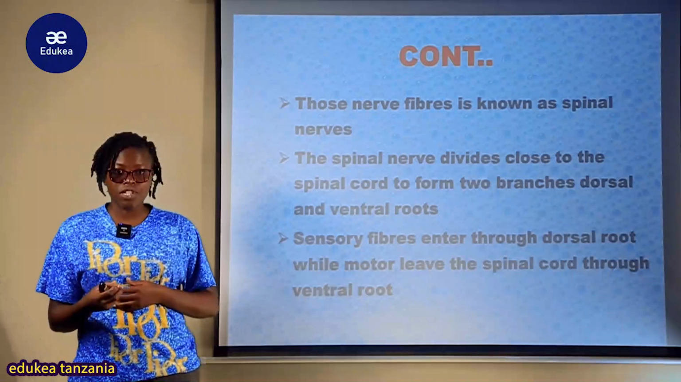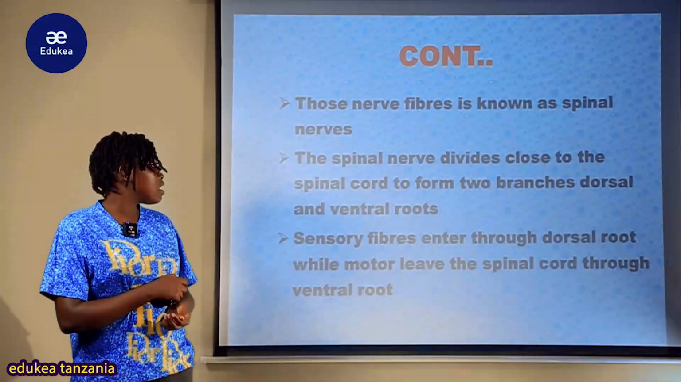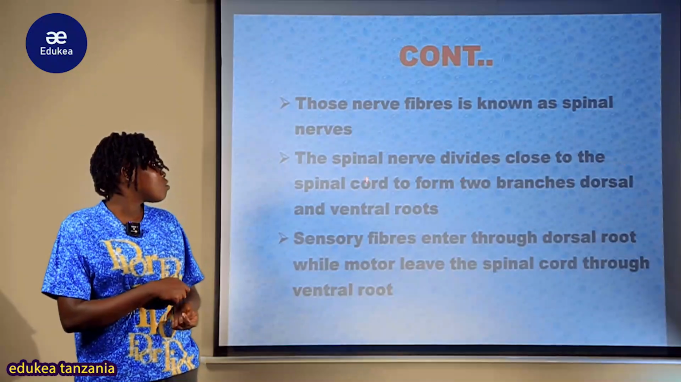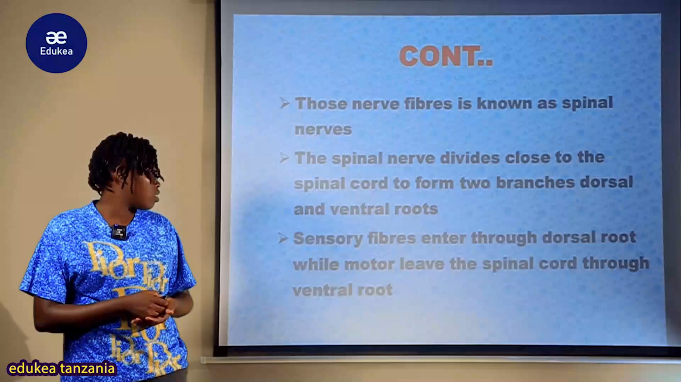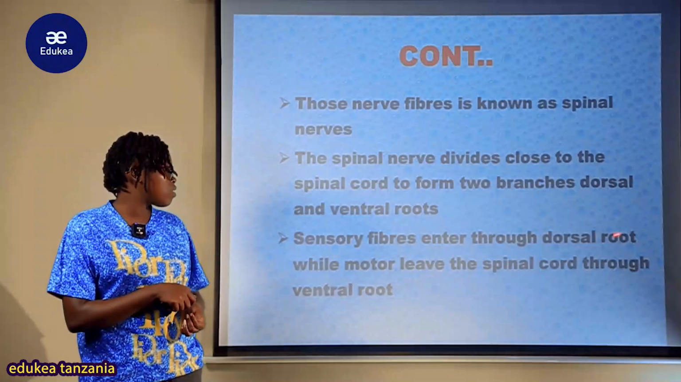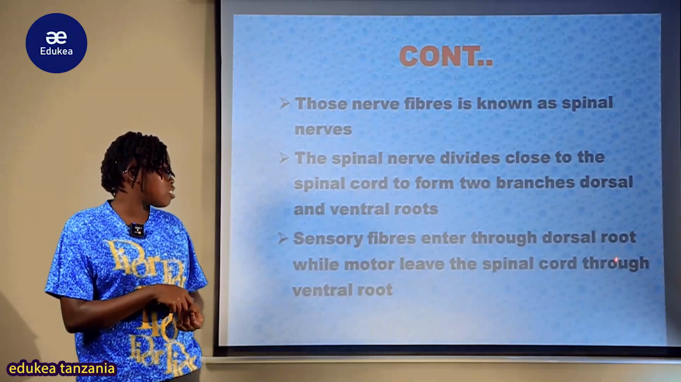So this is a function of these spinal nerves. Kazi yake ina tend to divide close to this spinal cord na kuweza kutengeneza two branches ambao ni dorsal pamoja na ventral root.